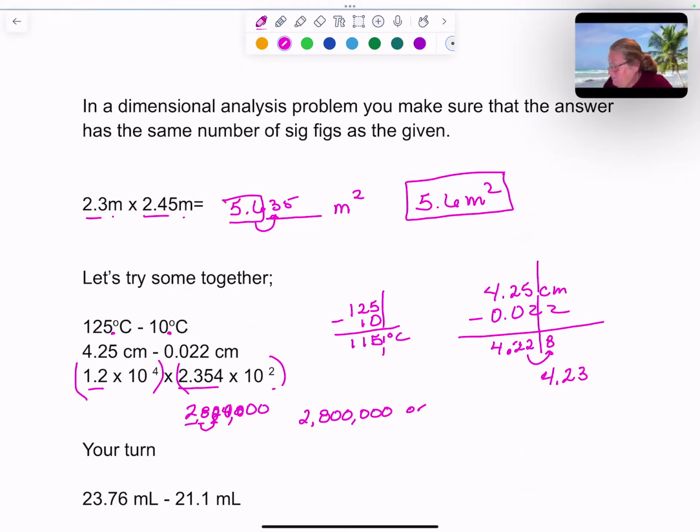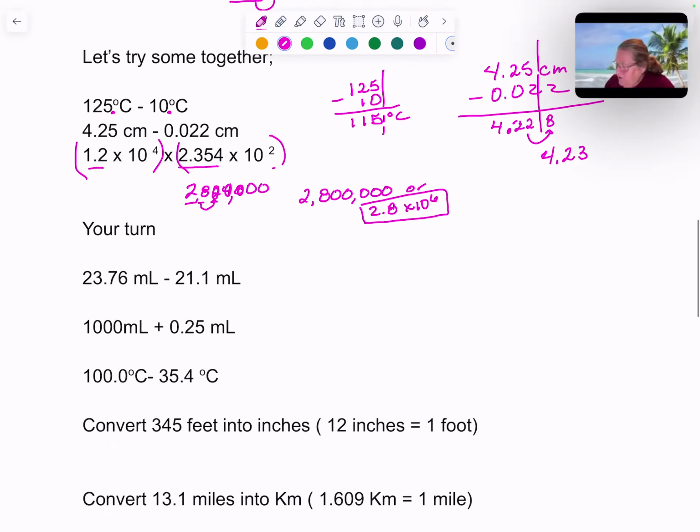Or 2.8 times 10 to the 6th power. I tend to like to put these in scientific notation because the number of sig figs just jumps out at you. So now it's your turn. Let's try a few of these and see how you do. Go ahead, pause the video, and then come back when you're done.